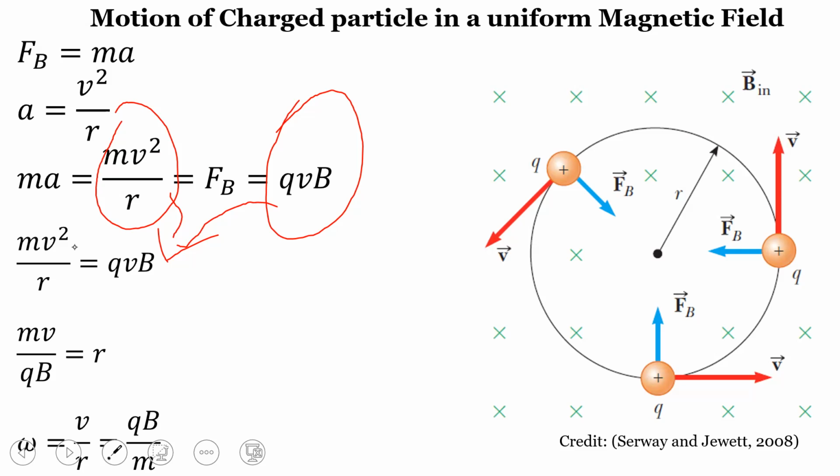So from this new equation, we can make R subject of the formula, and that will give us mv over qB. So making R subject of the formula, from this expression, mv over qB equal to R, we can determine many things. So let's move forward.